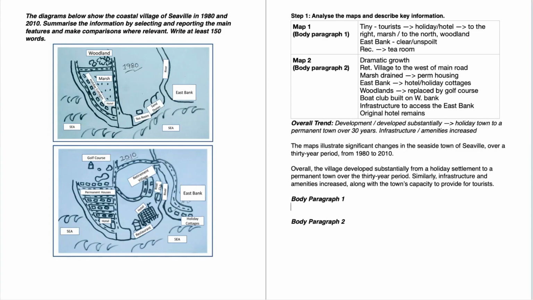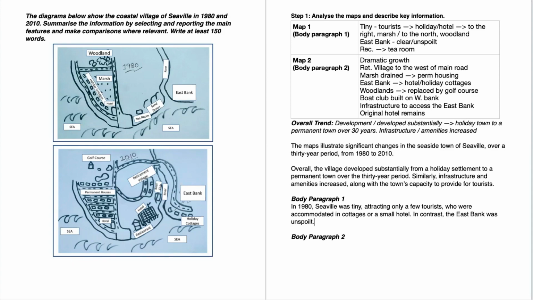So I'm going to start off by saying, in 1980, Seaville was tiny, attracting only a few tourists, and this we saw from just the holiday cottages and just one hotel. And we'll say who were accommodated in cottages or a small hotel, exactly like we see in the map. Then I want to say something contrasting this. So in contrast, the East Bank was unspoiled. So even though there were some holiday cottages here, remember, we saw the East Bank was clear.